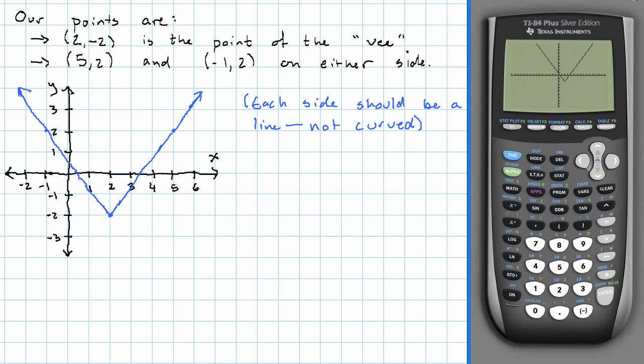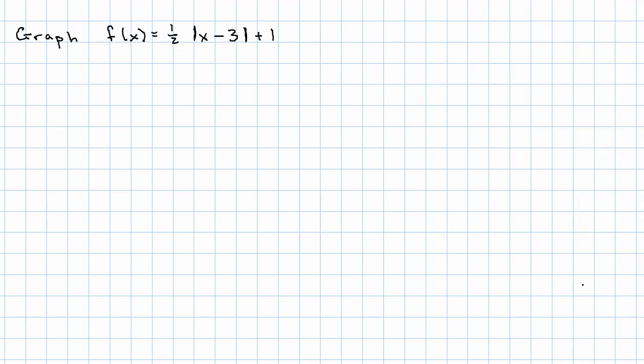I'm going to have you try one of these. Graph the function f of x equals 1/2 times the absolute value of x minus 3, plus 1. Pause the video and try this now. Okay, so our first step is to find the point of the V. That happens where x minus 3 is 0, so where x is 3.